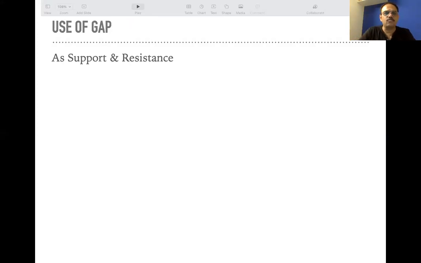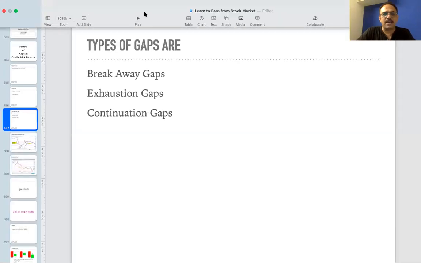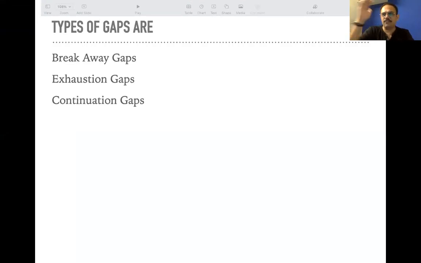So go with me. A gap is used as support resistance, or for target setting, or for a breakout. So gaps are of three types. One is the breakaway gap, one is the exhaustion gap, and one is the continuation gap. Today, unfortunately, I could not find an example of a continuation gap. It's like magic. I'll find one good example and post it in the group.